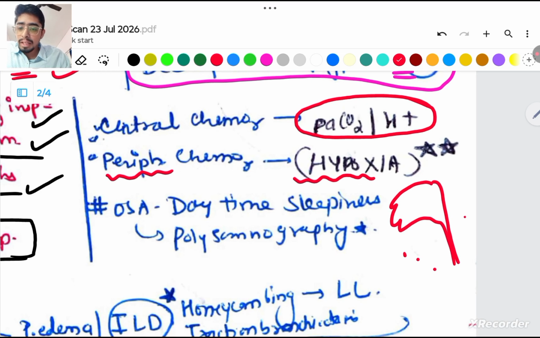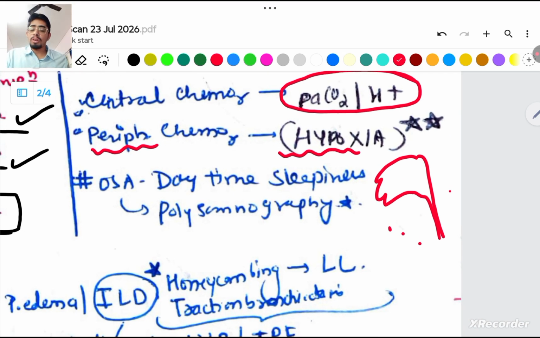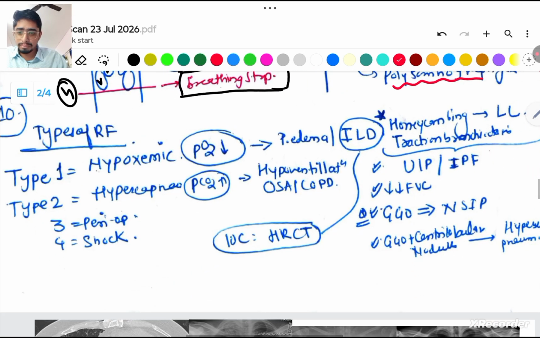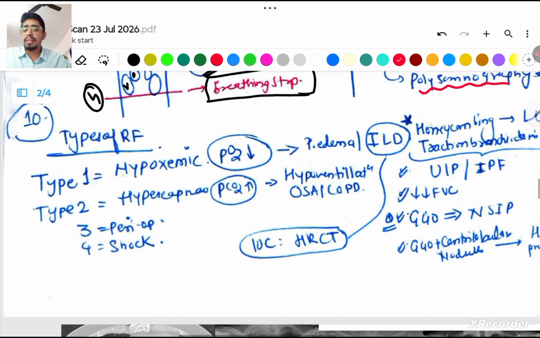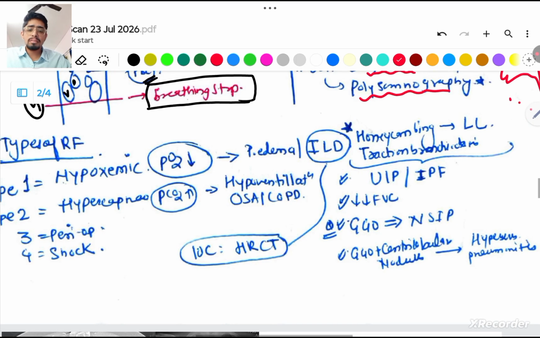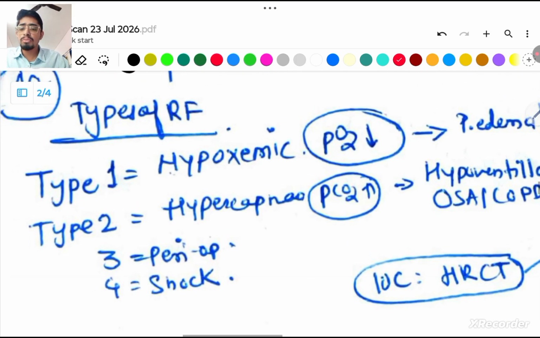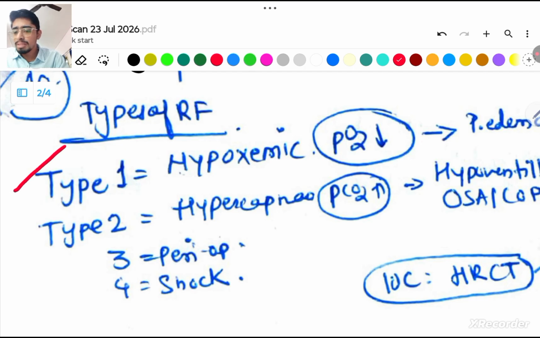Now, OSA is nothing but obstructive sleep apnea. You can find the keyword of daytime sleepiness, and you will do a study which is called polysomnography. Now, what are the types of respiratory failure? Tenth point, types of respiratory failure. There are mainly 4 types of respiratory failure, of which the most important are type 1 and 2. How to differentiate between type 1 and 2?